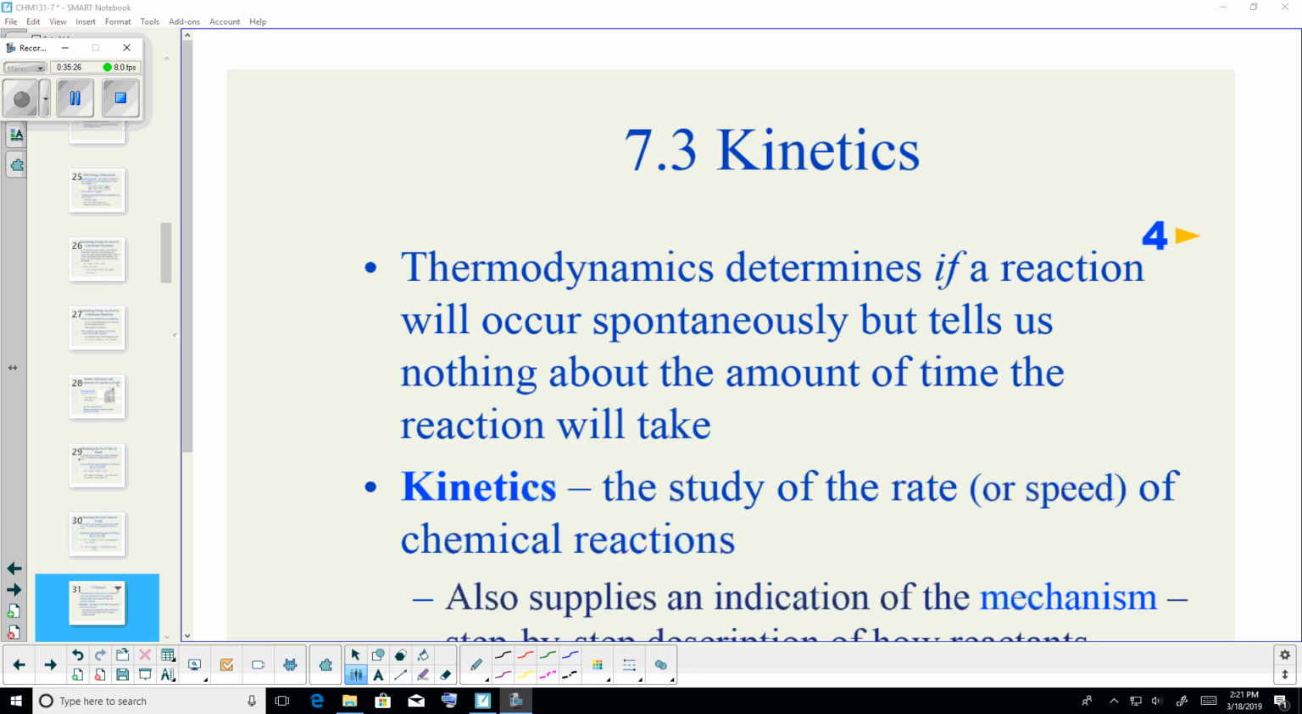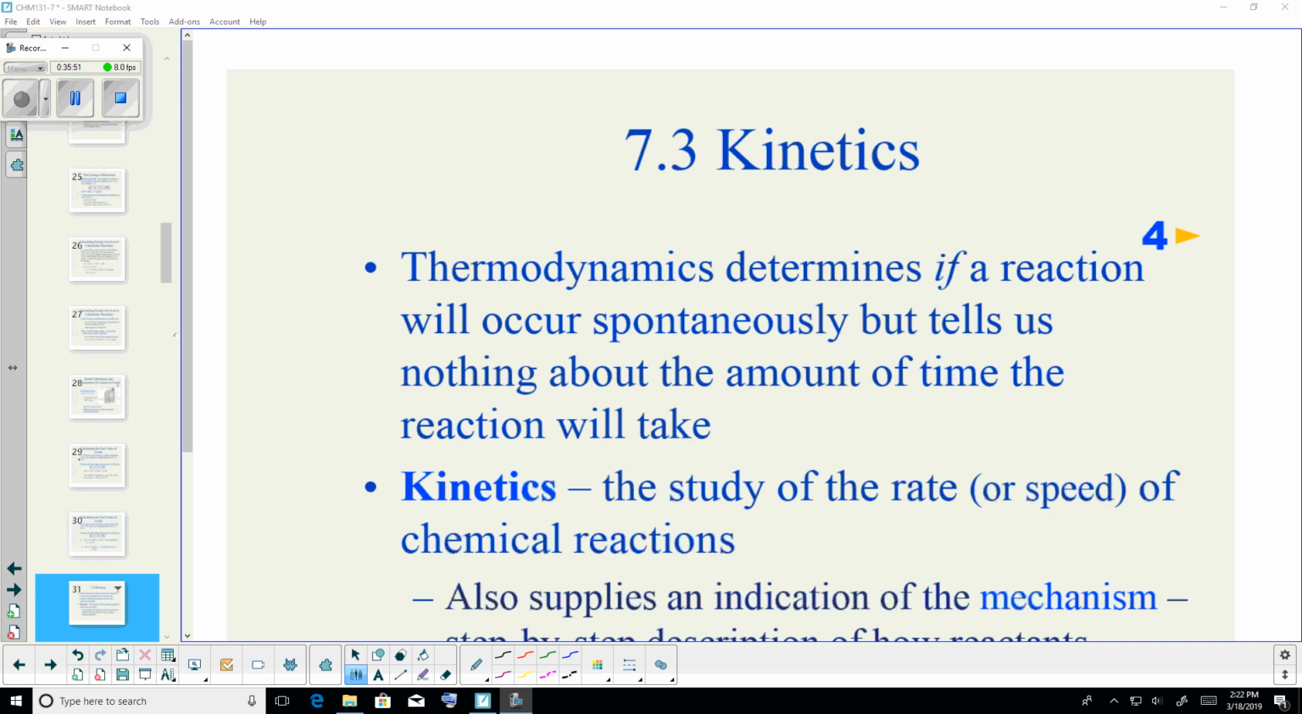So thermodynamics determines if a reaction will occur spontaneously, but tells us nothing about the amount of time the reaction will take. Guess what? Rust is a spontaneous reaction. It is also exothermic. It gives off heat. Normally we don't feel it. If you got iron railings that are rusty, it doesn't feel warm.